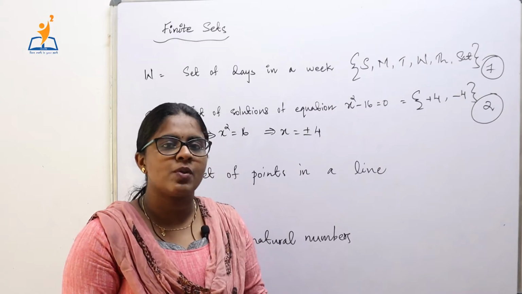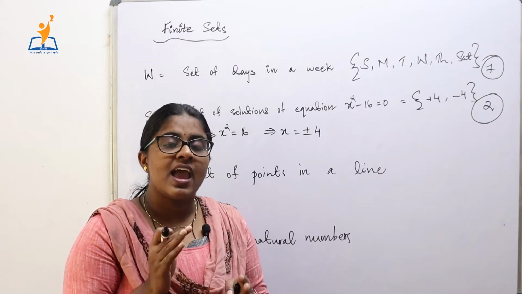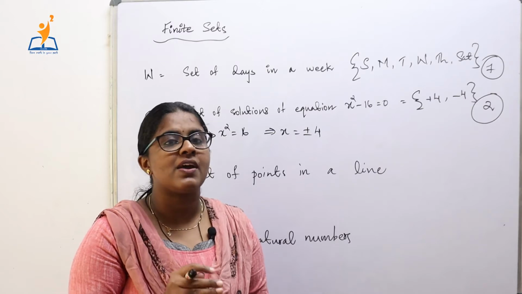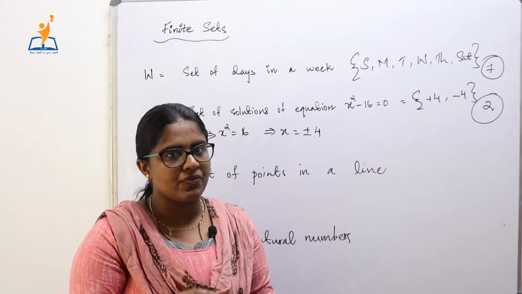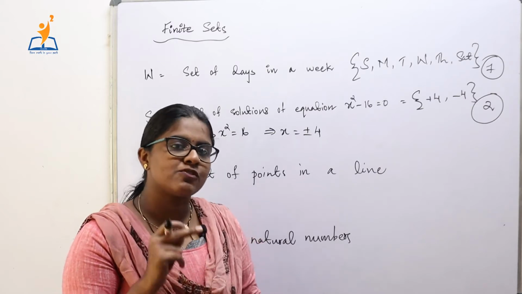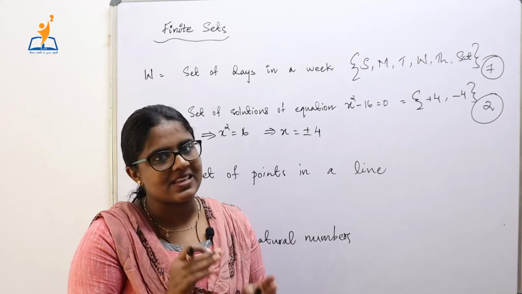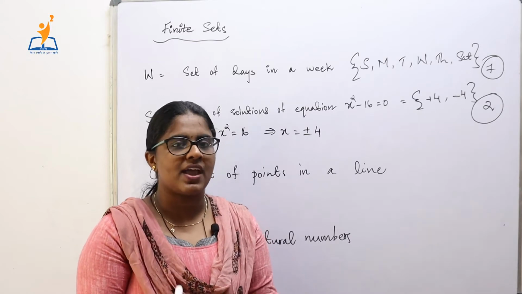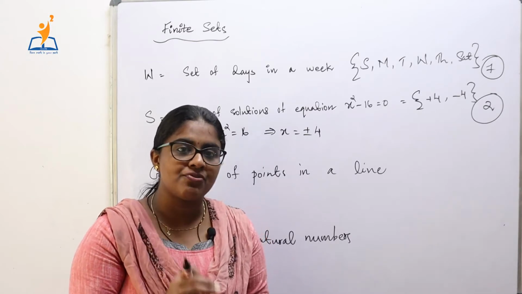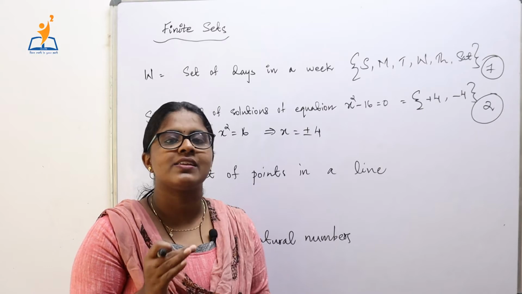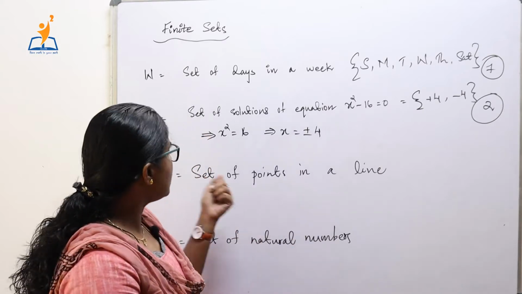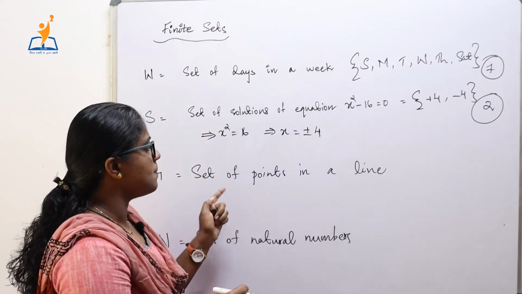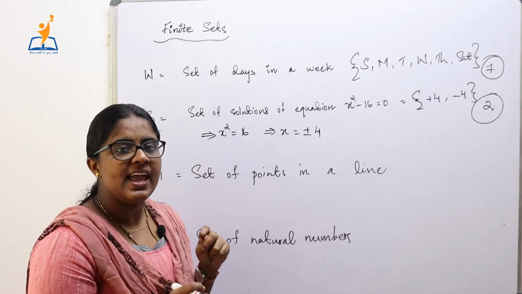A set is said to be finite if the number of elements in the set is a definite number, or there is one more condition, or the set is empty. So, in total, a set is called a finite set if it has a definite number of elements or it is an empty set. Moving on to the third example, the set of points in a line.